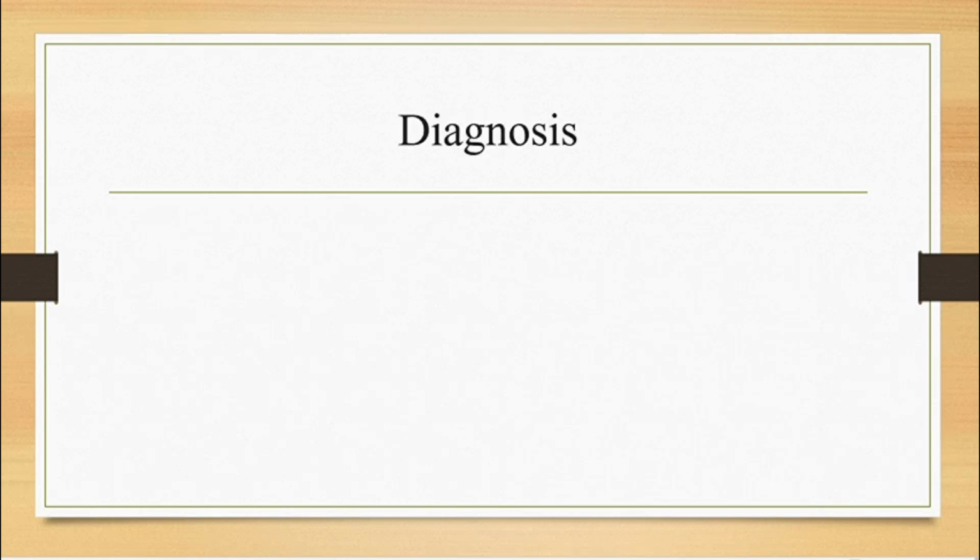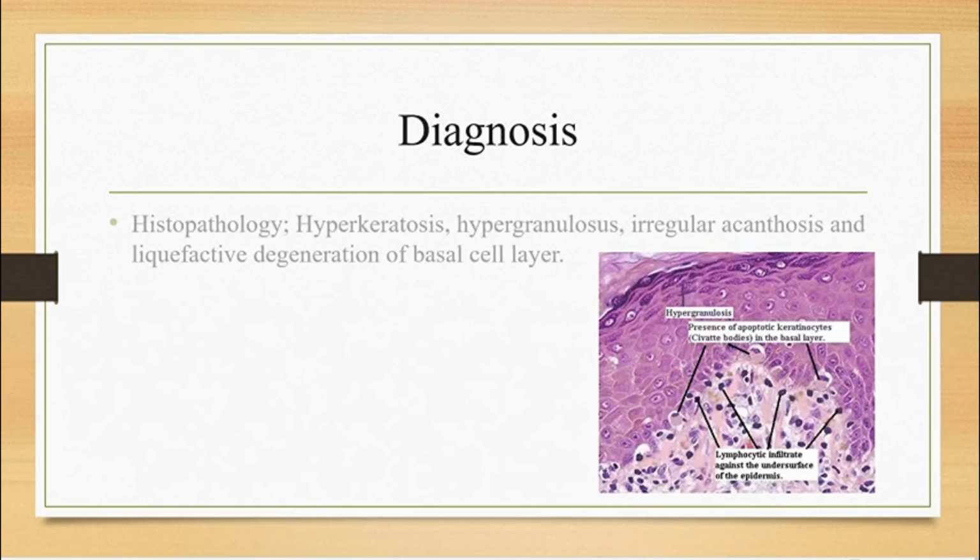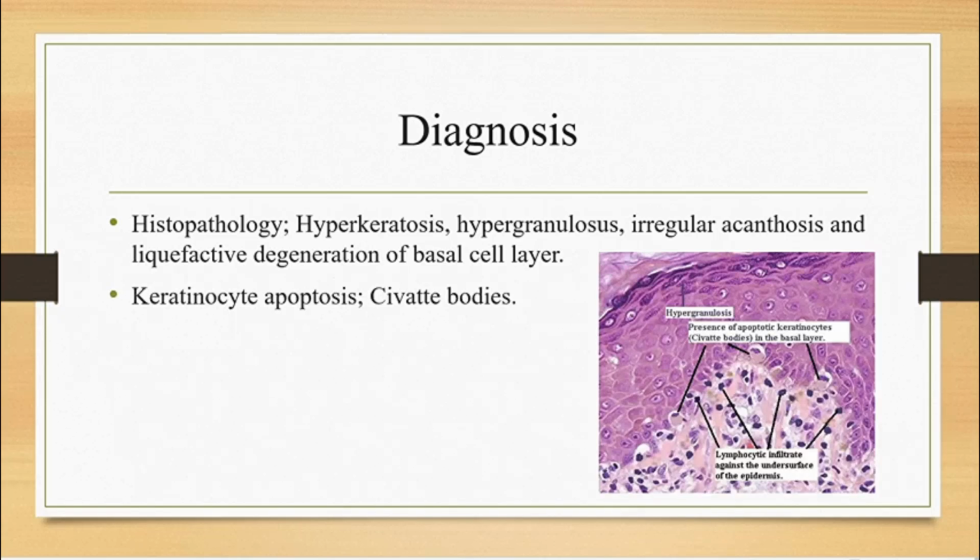Diagnosis can be confirmed by histopathology because of some specific features. For example, you have hyperkeratosis. This picture explains it quite well. You have increased granular layer, which is hypergranulosis. You have irregular acanthosis, which is of the epidermal layer. Keratinocyte apoptoses are called Civatte bodies, and they are found at the dermal-epidermal junction.